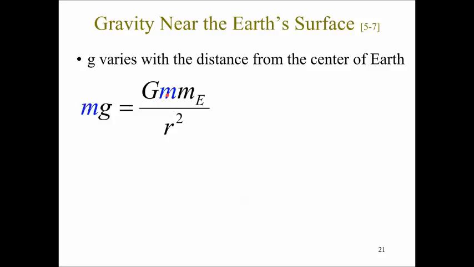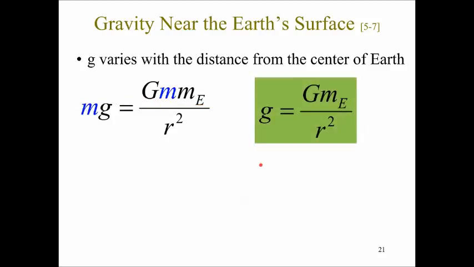Notice that they both have mass on both sides, so we can cancel that out. And we get this formula to calculate the acceleration due to gravity, knowing the mass of the Earth and the distance away from the center. Now keep in mind, if we wanted to do the acceleration due to gravity of Mars or something, then we would use the mass of Mars and the radius of Mars, of course, or whatever body we were doing.